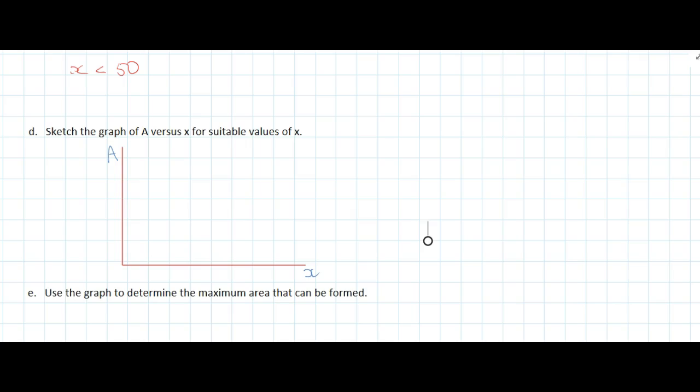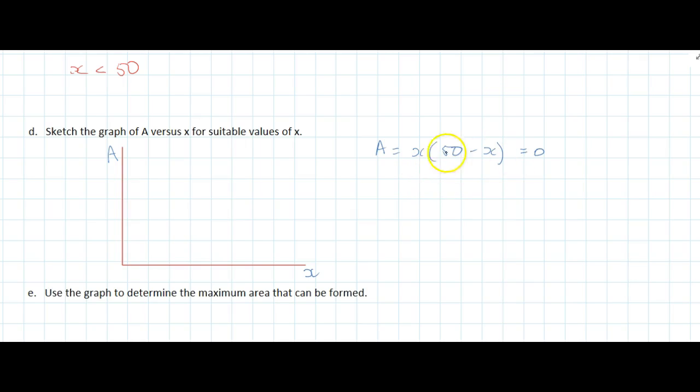In this case, I don't need to draw the negative parts of the line or the axes, because x can't be negative and area can't be negative either. So let's look at our x-intercepts. We've got our equation, a equals x, in brackets, 50 minus x. To find my x-intercepts, I'll make this equal to 0.